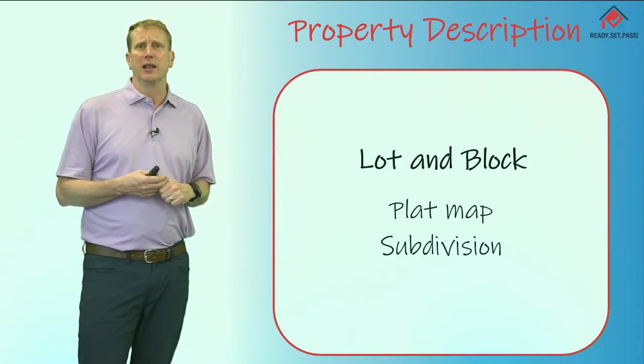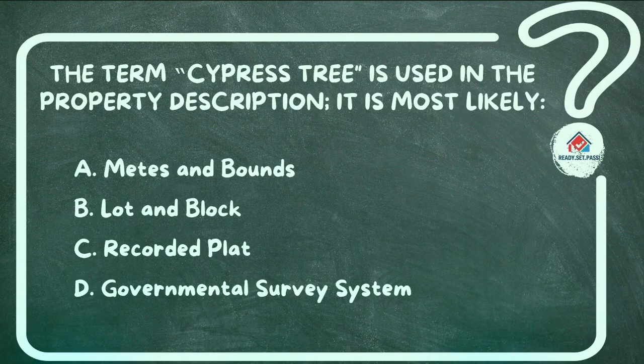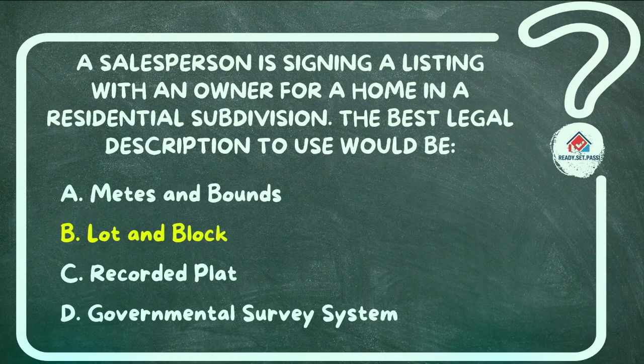So circling back to our question here, the term cypress tree is used in a property description. Which property description is it most likely found in? It's going to be found in metes and bounds. Got a couple of other questions we can go over just real quick since we've gone over these terms. A salesperson is signing a listing with an owner for a home in a residential subdivision. The best legal description that they would use would be what? It's going to be our lot and block.